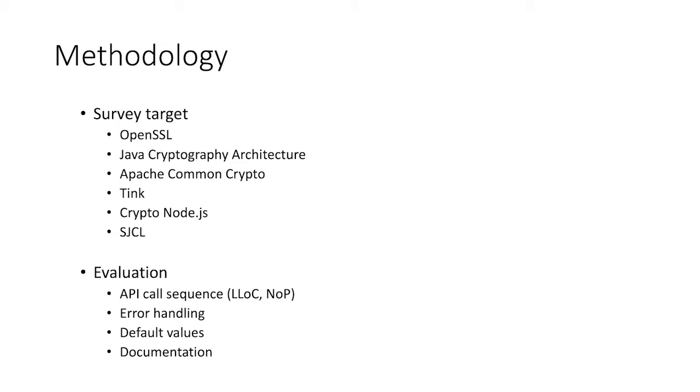Then the solutions will be evaluated from 4 different aspects, which are API call sequence, error handling, default values, and documentation. These evaluation metrics are chosen as they account for the majority of crypto misuse reported by several studies. And next I will present our study results.